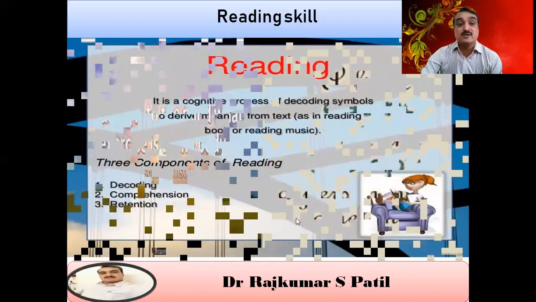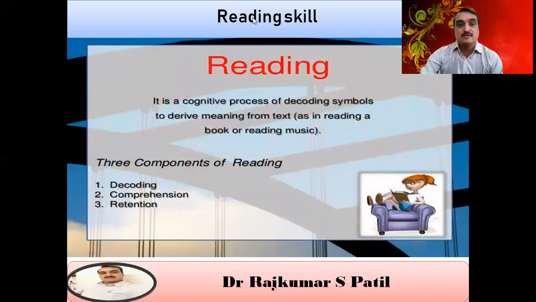As I said, what is reading? It is the cognitive process of decoding symbols to derive meaning from text. So there are three important aspects that we need to understand for a definition of what reading actually is. It is purely a cognitive process, students, which is helpful for decoding symbols. If I start reading, just now I am reading the slide. I have downloaded a slide to discuss with you. I'm just reading. So what is reading? It is a cognitive process of decoding symbols.